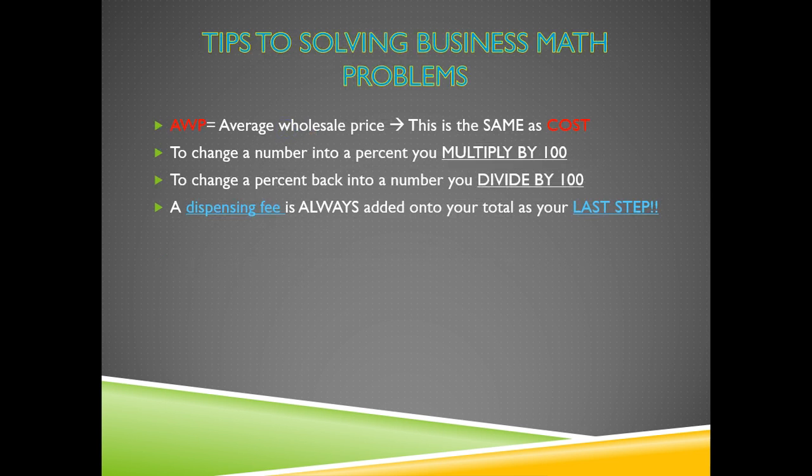Tips to solving some business math problems is that if you see the acronym AWP, that stands for average wholesale price. This is the same as cost, or they may use the term invoice. They all mean the same exact thing. To change a number into a percent, we're going to multiply by 100. To change a percent back into a number, we're going to divide by 100. We're also going to look at a dispensing fee. When we see a dispensing fee, it's always added as our very last step.